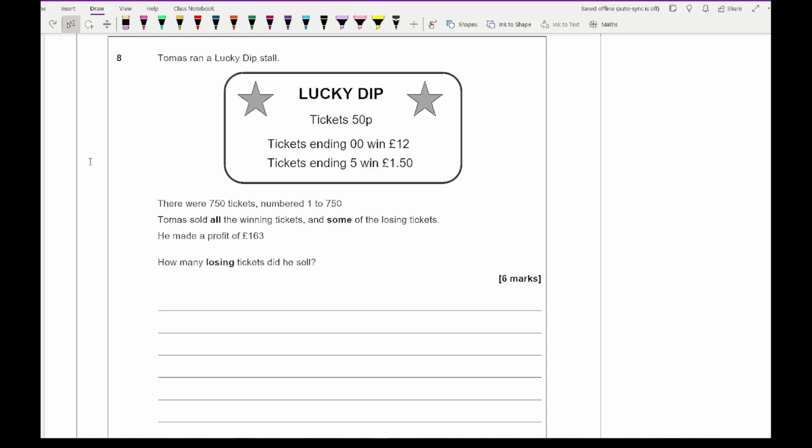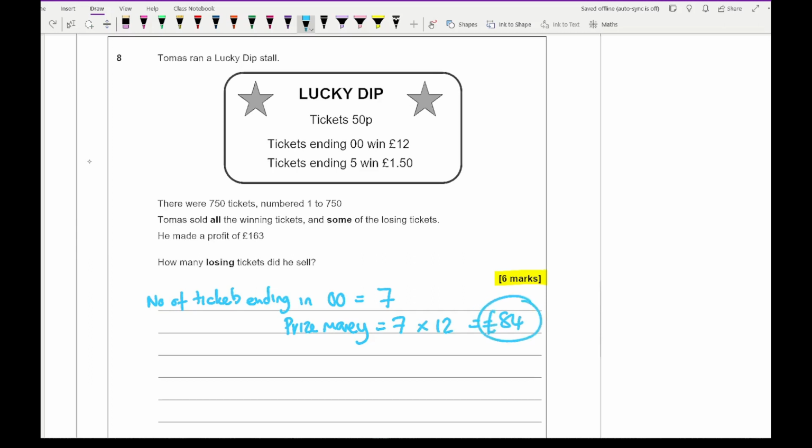Now this one is going to be a little bit long-winded, particularly as it's worth 6 marks. So let's have a look at working this out. The first thing we need to do is find out the number of tickets ending in 00. Now that's going to be 100, 200, 300, 400, 500, 600, 700. So there are 7 tickets. So that means the prize money is going to be 7 times 12, which is £84. And we'll come back to that £84.